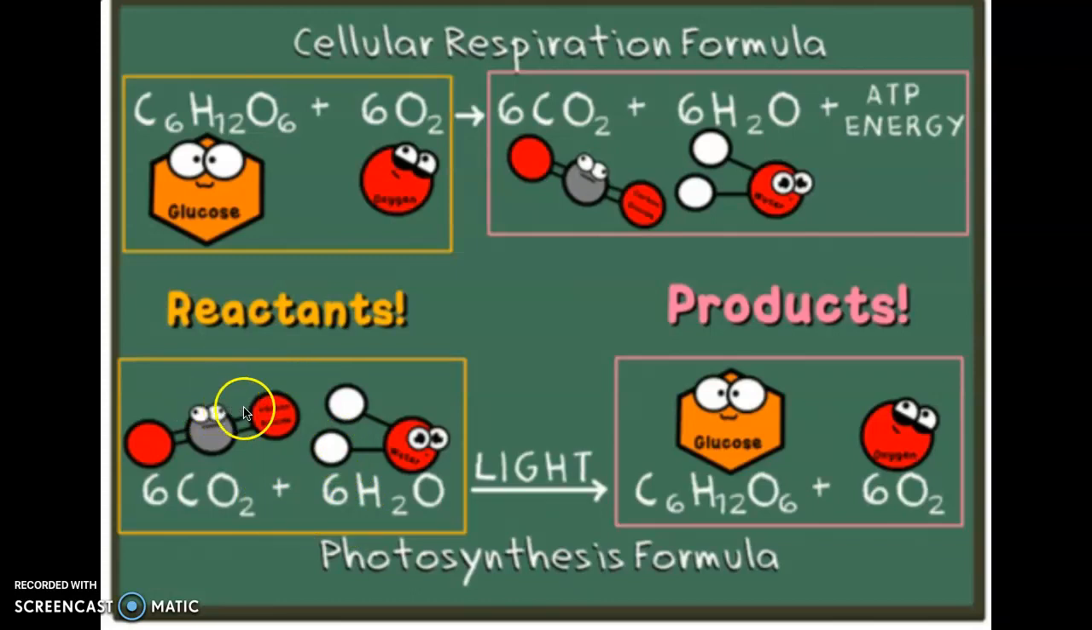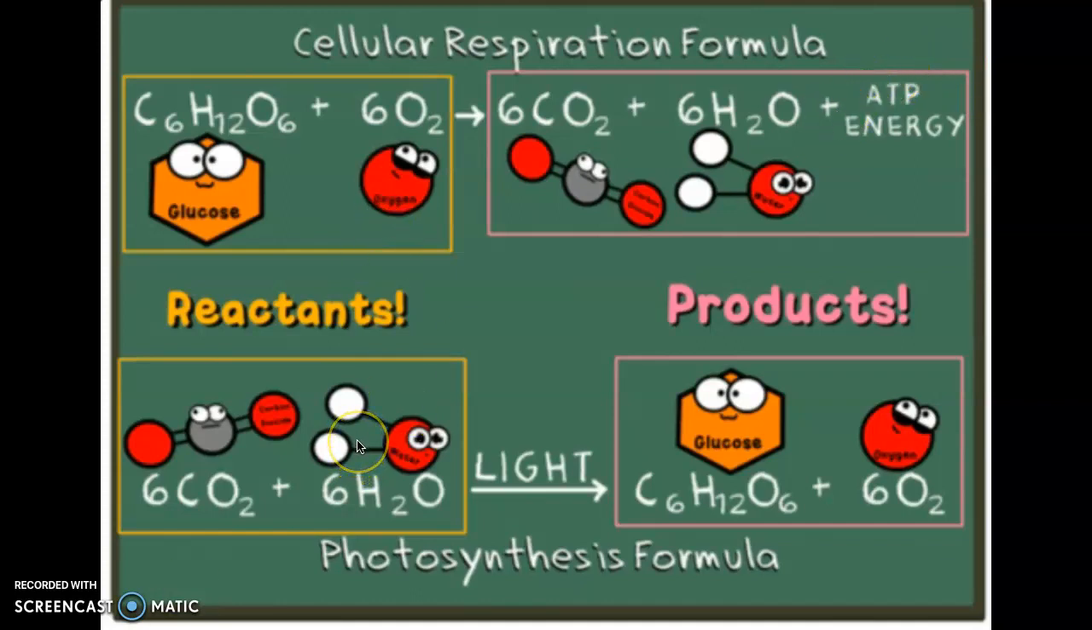And then taking a look at the reactants for photosynthesis, you have 6CO2 plus 6H2O. So you have your carbon dioxide and your water. And then when you look at the product of the cellular respiration formula, you also have carbon dioxide and water. But in cellular respiration, you're also getting ATP energy made as a product.